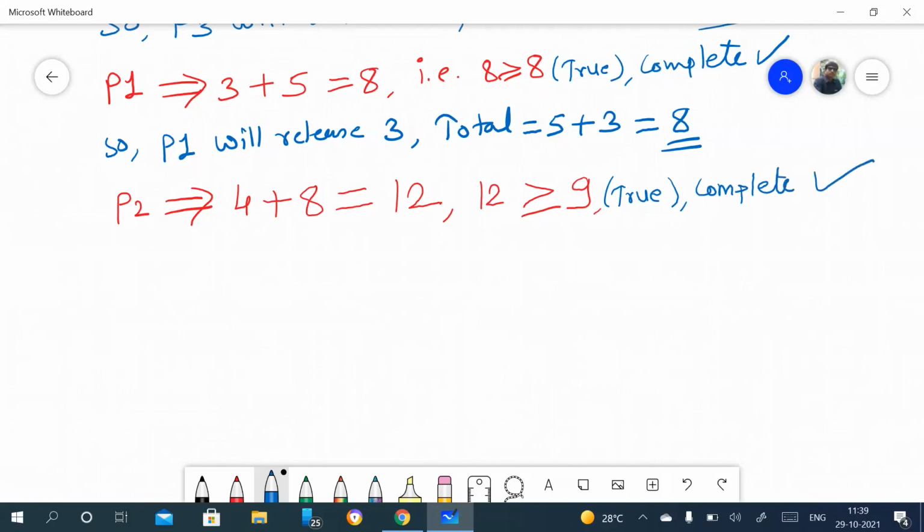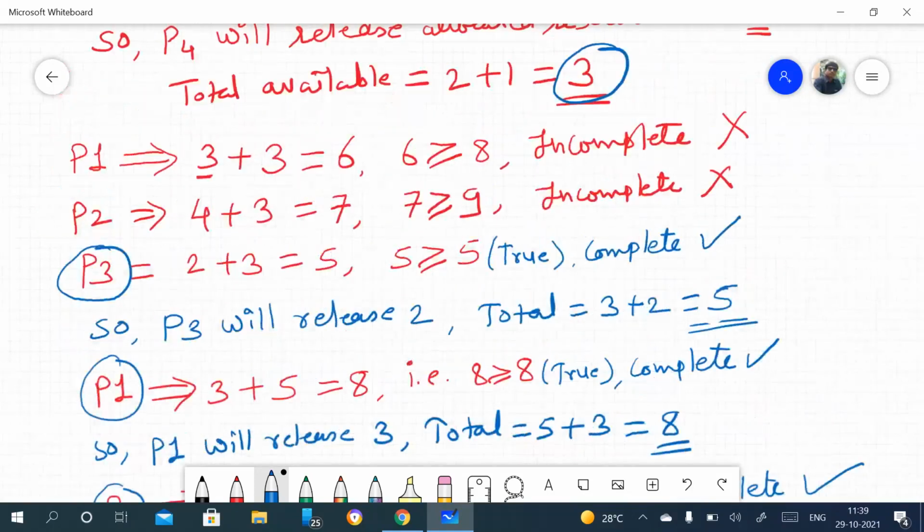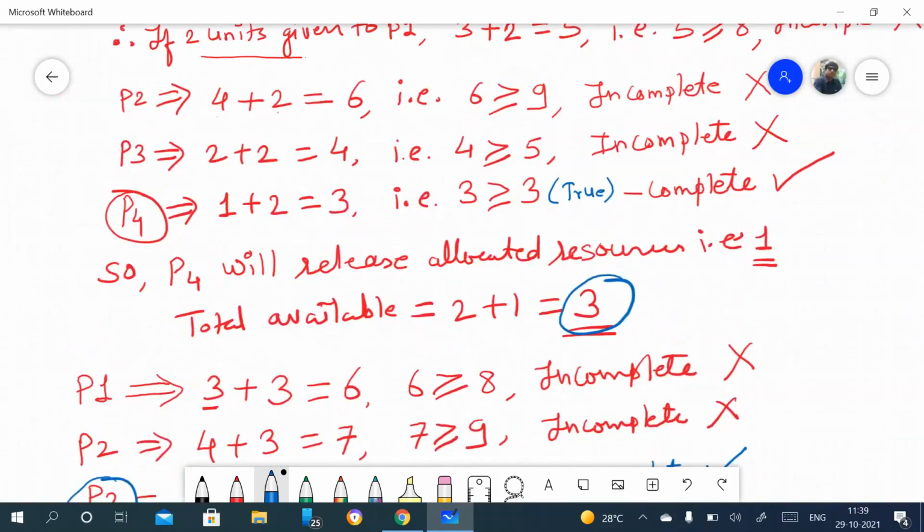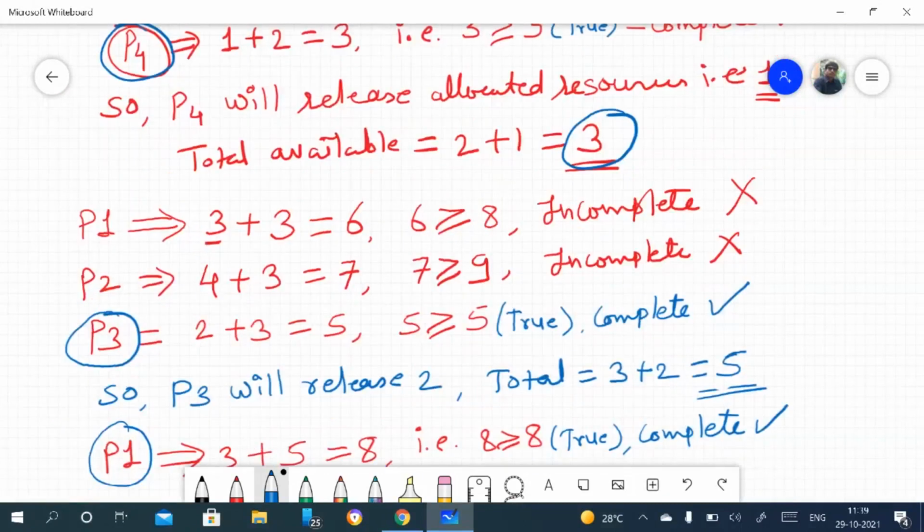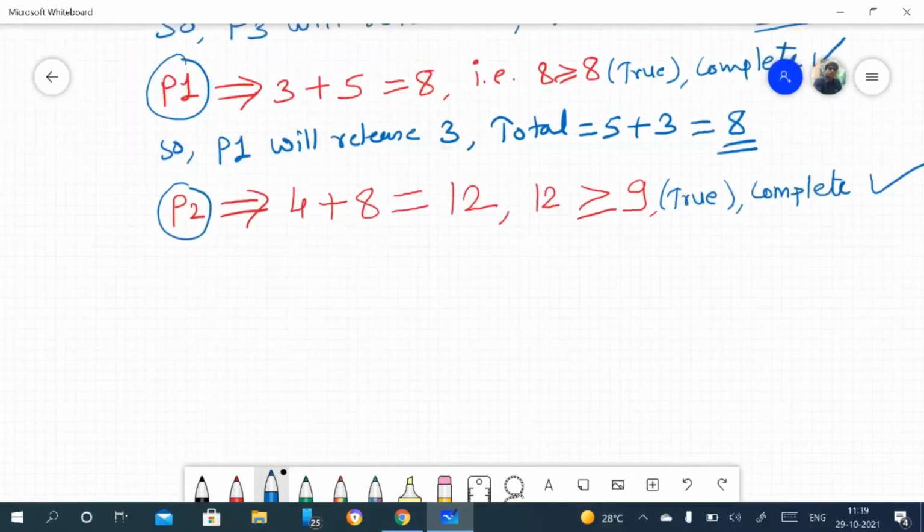We can say now these two are also executed. So now what is that safe sequence? First P4 executed, then P3, then P1 and P2.